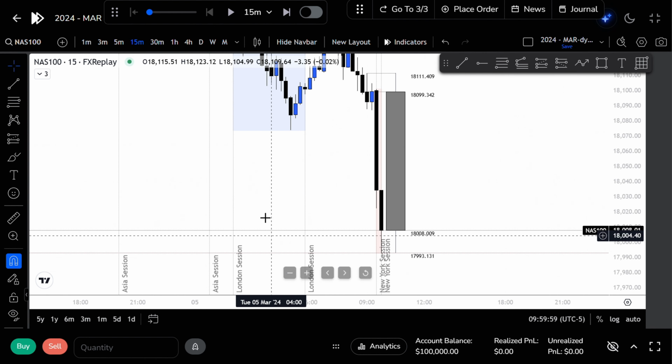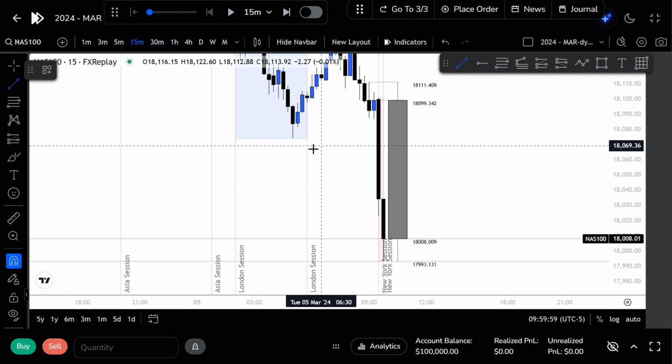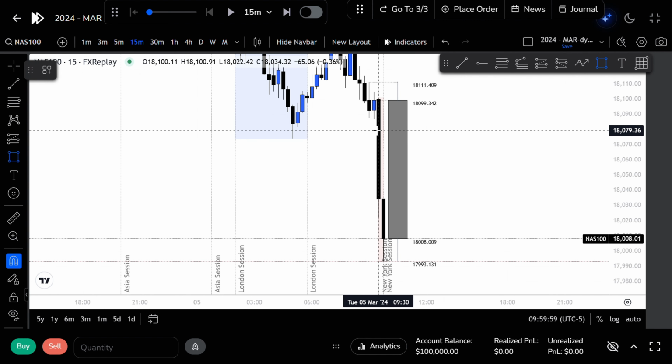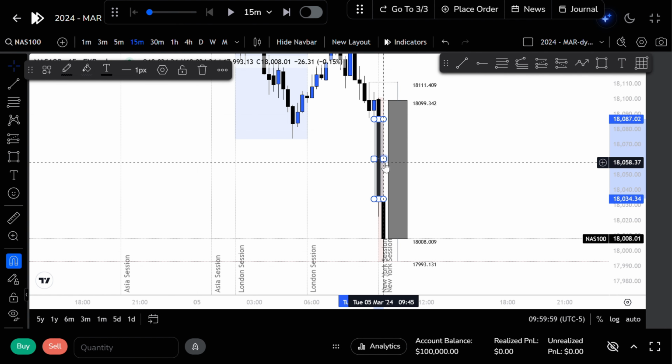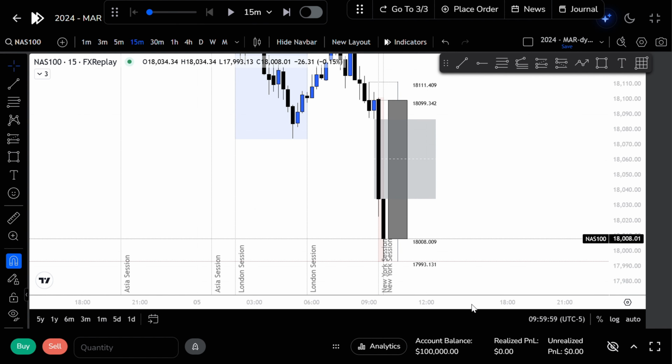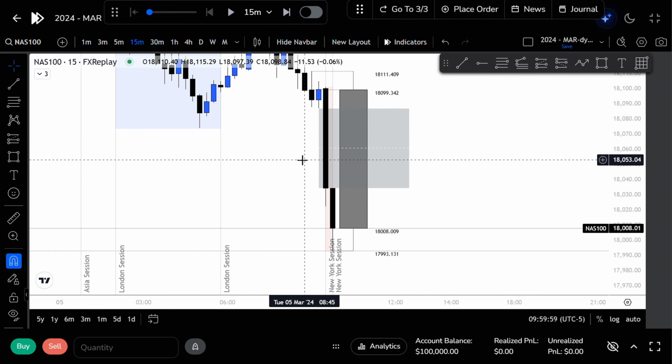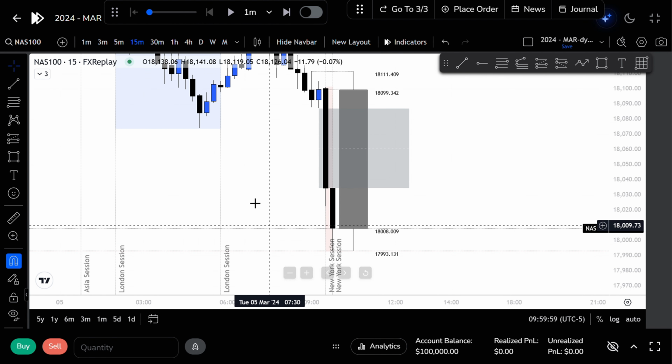Right, so as you can see right here, we manipulated the lows of the London session. And during the New York Open to 10 a.m., which is from 9:30 through 10 a.m., we have this fair value gap.